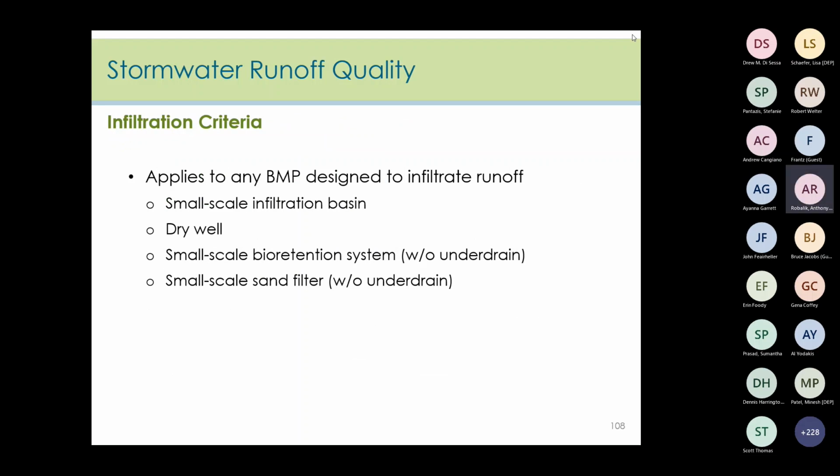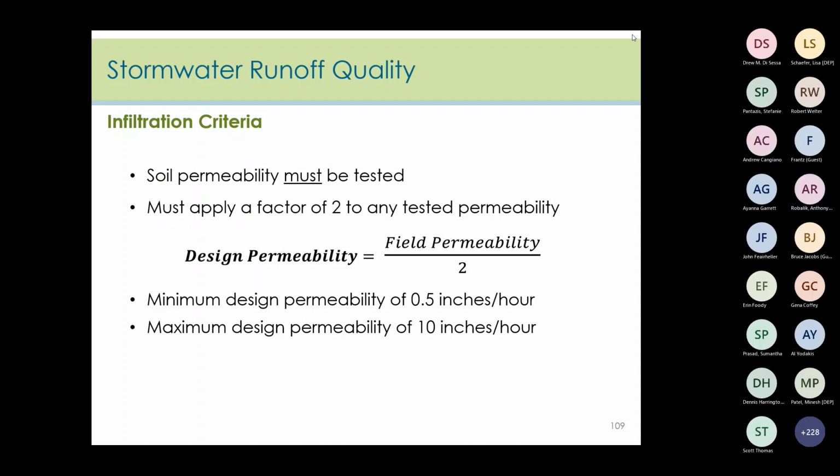So in general, all infiltration type BMPs have specific criteria associated with them, and reviewers should be sure that the criteria is being met. And we'll talk a little about that in the following few slides here. So one thing reviewers must check is that the soil permeability was tested and a factor of 2 was applied to any tested permeability rate. Also, infiltration BMPs may have design permeabilities between 1/2 inch per hour up to 10 inches per hour.